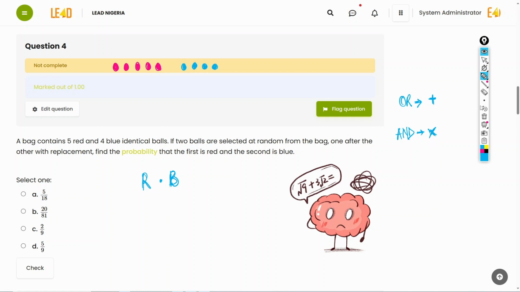So for red balls, the probability that the first time you draw a red ball will be 5 out of 9. Now remember, this is with replacement, so the red ball you took, you put it back. That means the total structure and distribution of the balls will remain the same throughout. So this is 5 out of 9. Then for the blue balls, that would be 4 out of 9, because the total number of balls and the number of red or blue balls have not changed, since they replaced it. So we just multiply this, and this gives us 20 out of 81. That's option B.